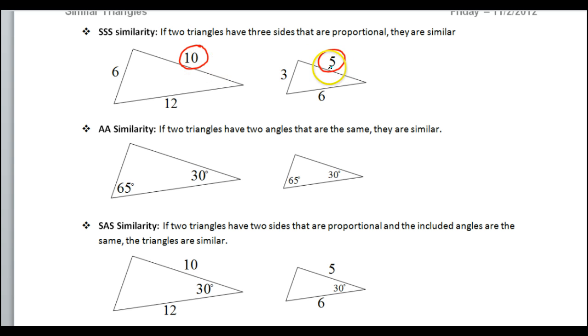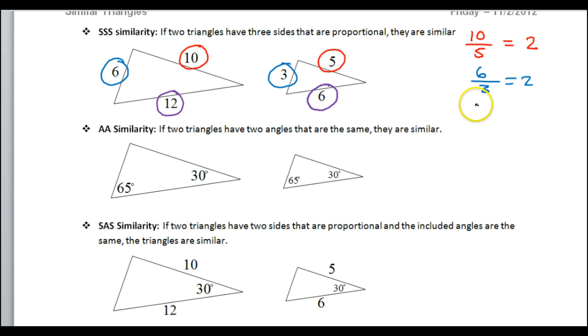For example, 10 over 5, 10 and 5 are corresponding sides, and if I do 10 over 5 as a ratio, I get 2. 6 and 3 are corresponding sides, and if I do 6 over 3, I get 2. 12 and 6 are corresponding sides. If I do 12 over 6, I get 2. So this is what it means when I say all three pairs of sides need to be proportional. So that would be side-side-side similarity.